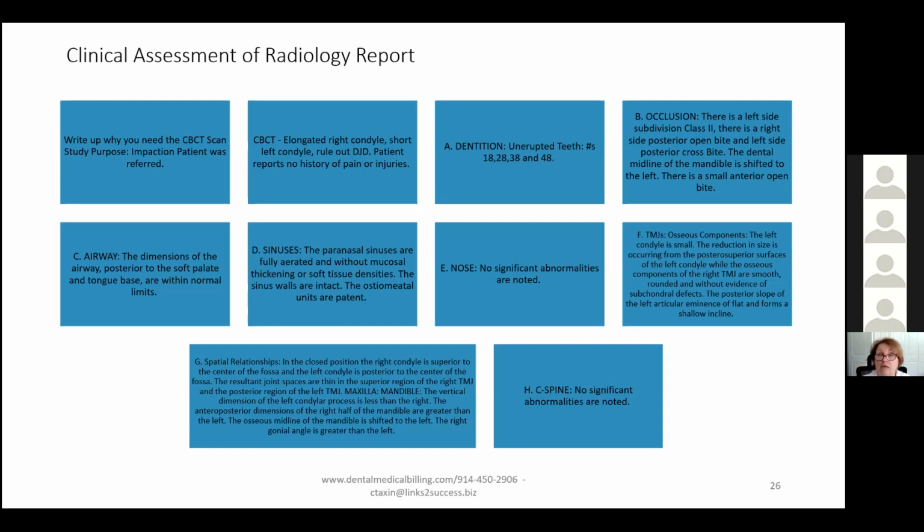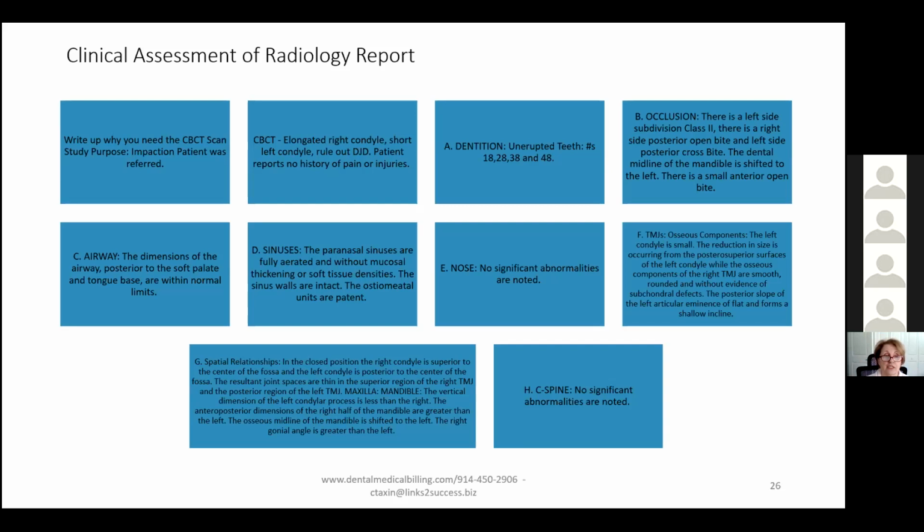Unerupted teeth, number 18, 28, 29. I don't know why 48 is there. I'm not sure, but I apologize for that. Occlusion, there is a left side subdivision class 2, which is giving you an important aspect. If you were going to do anything for implants or bone grafting, you must know the classification in order to be able to bill for it. So that is an important aspect. The dental midline and the mandible are shifted to the left. There is a small anterior open bite.